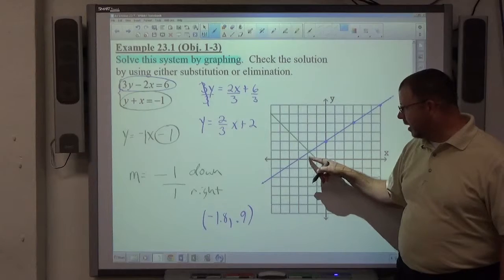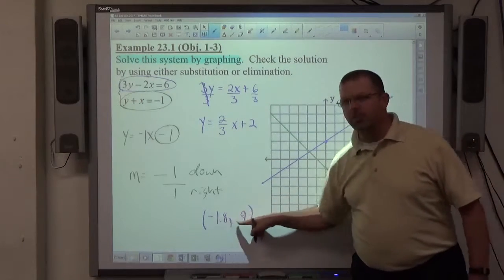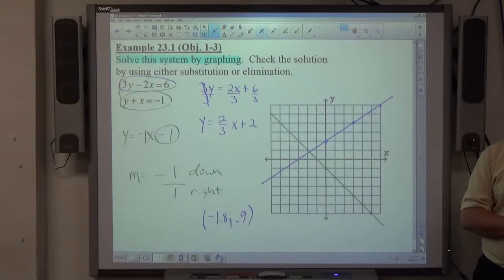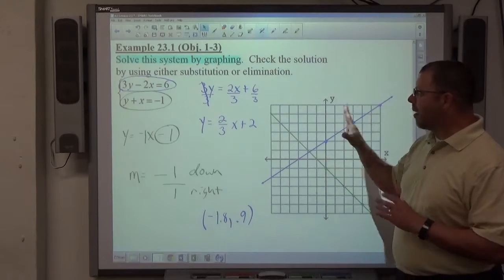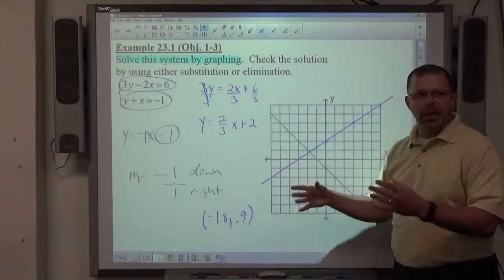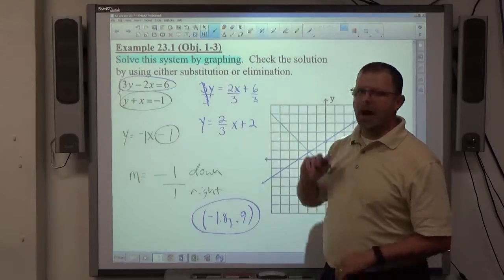It's between negative 1 and negative 2, closer to negative 2. Between 0 and 1, closer to 1. Those numbers are fitting that description. So make your guess close to the right answer. It doesn't have to be perfect, all right? That's job one. Solve by graphing. I graph the lines, they intersected around that point, that looks like a good answer. There's the solution to the problem by graphing.